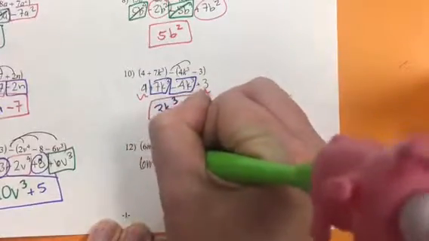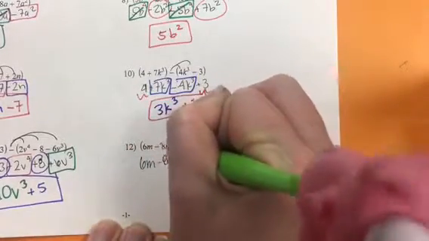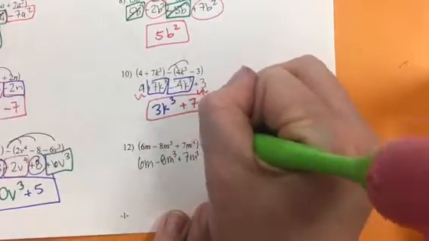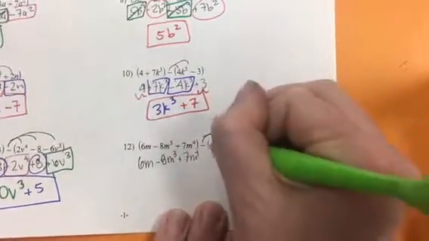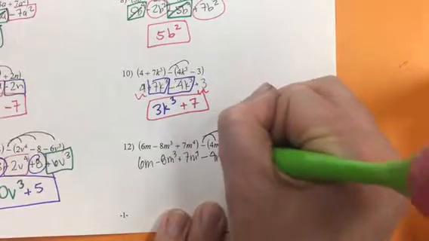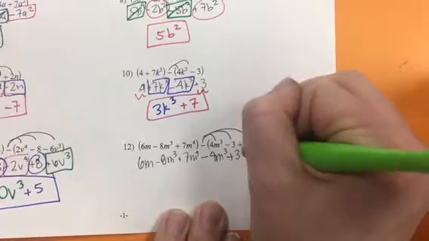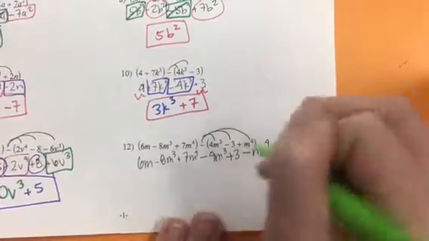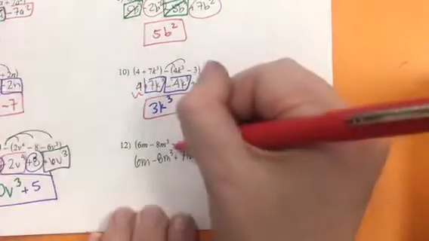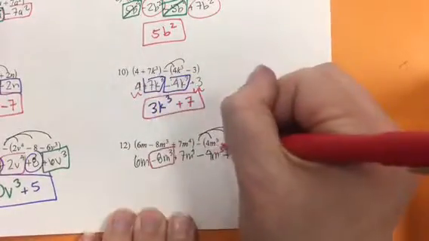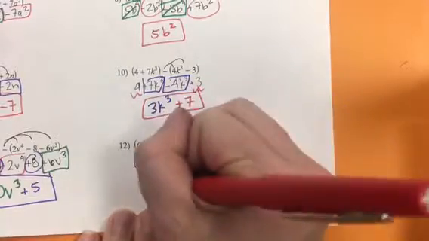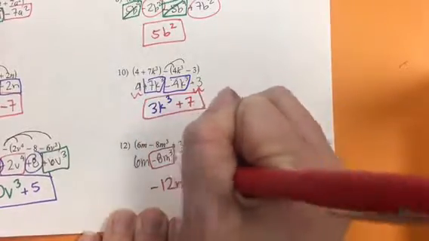6m minus 8m cubed plus 7m to the 4th. I just copied them all down. Then this negative has to distribute in, which changes my positive 4 to a negative 4. Negative becomes a positive 3. Positive becomes a negative m to the 4th. So I just change all my signs. Cubed is the biggest. Negative 8 and negative 4 make negative 12m cubed.